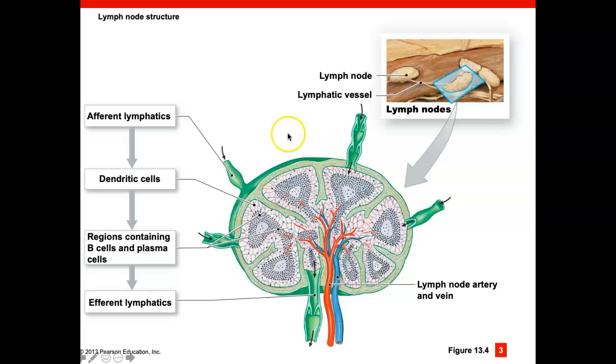So here you can see the flow is coming in on this outer curved side of the lymph node and flowing out here.